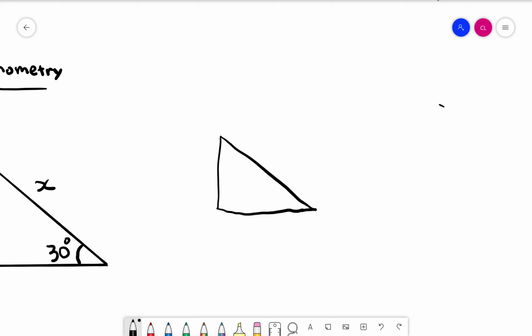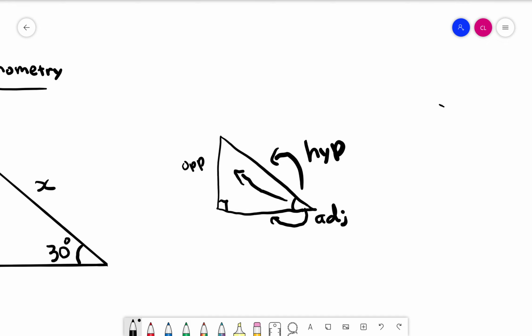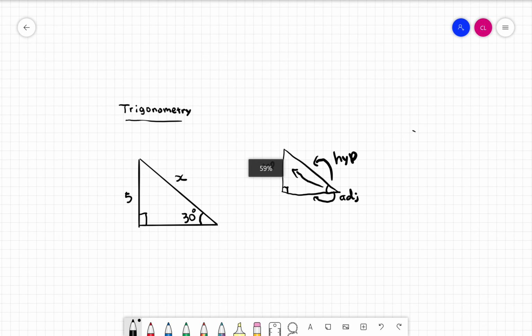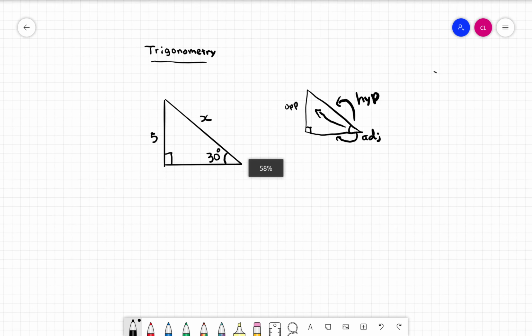So let's say you're given an angle here. Pretend this looks nice, I didn't use a ruler for this. The longest side is the hypotenuse, the one right next to the angle is the adjacent, and the one directly opposite of that is the opposite. So that's that.